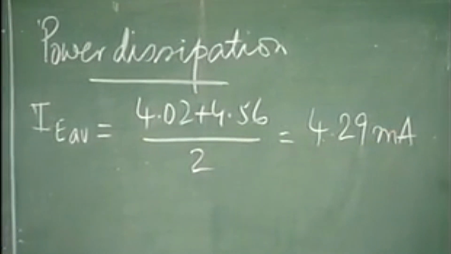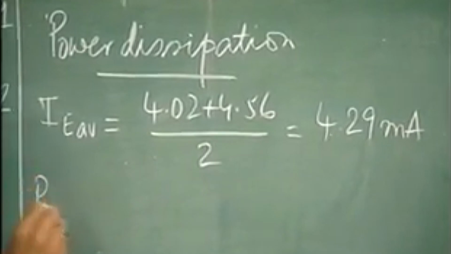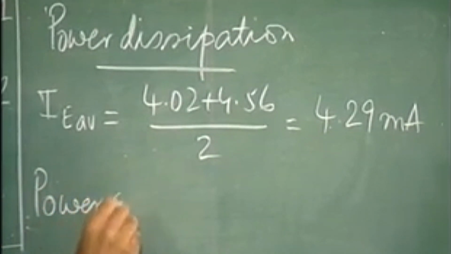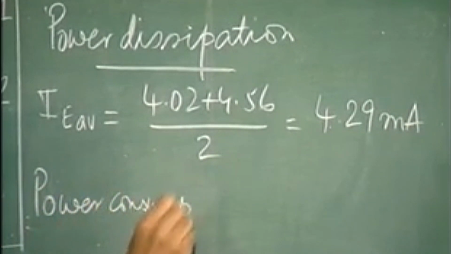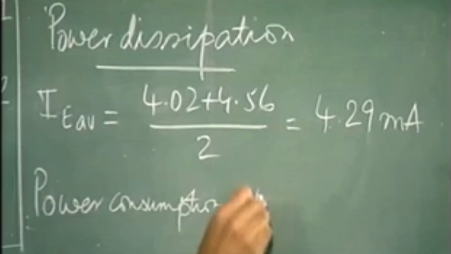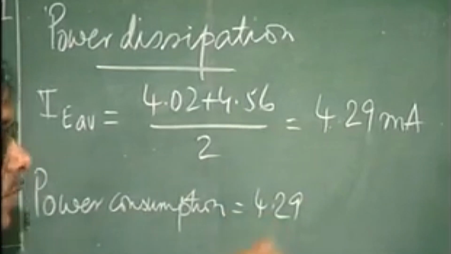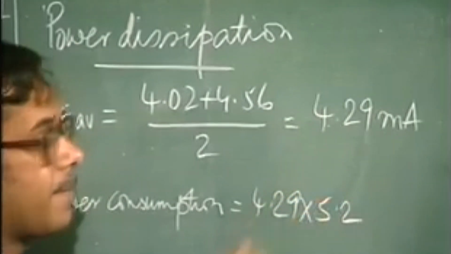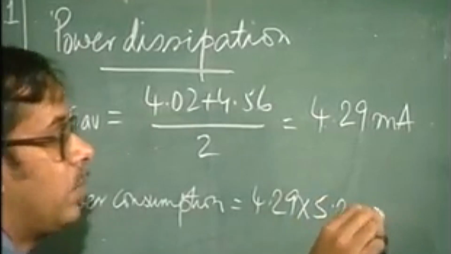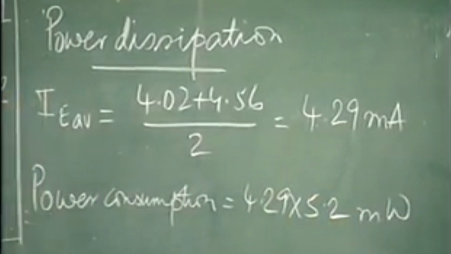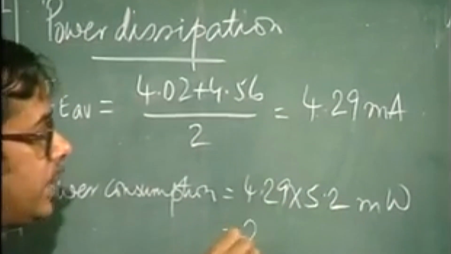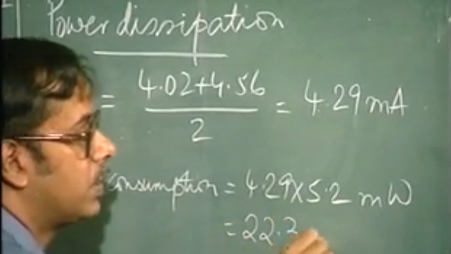And power consumption will be equal to this current, 4.29 milliamperes, into 5.2, in milliwatts, and this works out to 22.3 milliwatts.